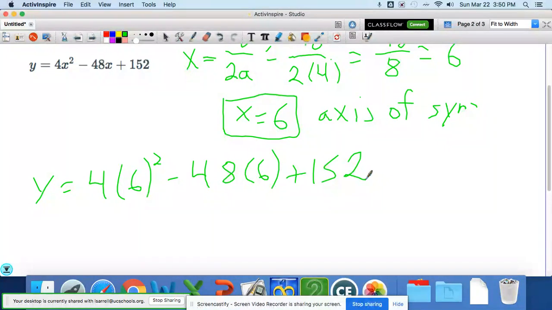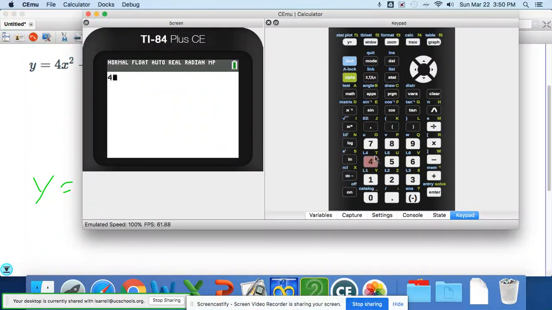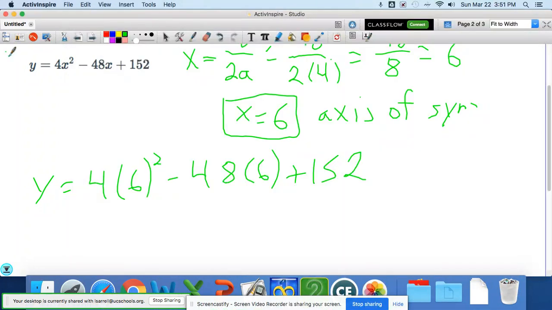Well, if you want to do that by hand, if you want to do that in your head, great. If not, use your phone calculator, use an online calculator, use whatever calculator you need to do, and type that right side in. This was 4 times 6 squared minus 48 times 6 plus 152. We hammer all that into the calculator, and we get out 8. So we know that y equals 8.